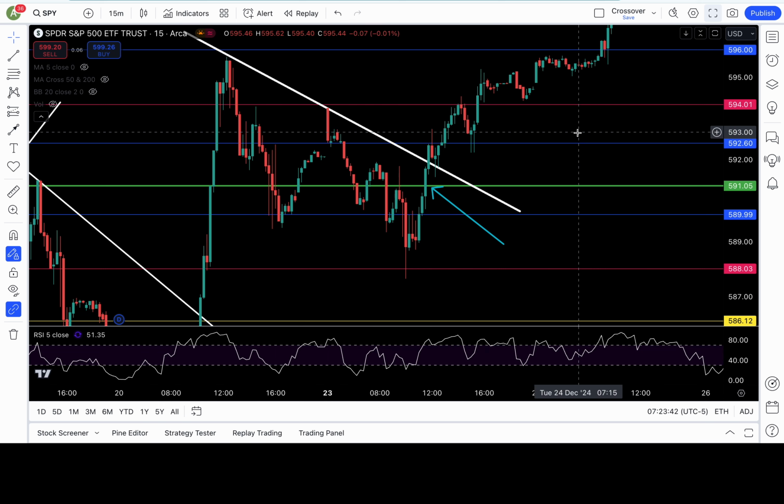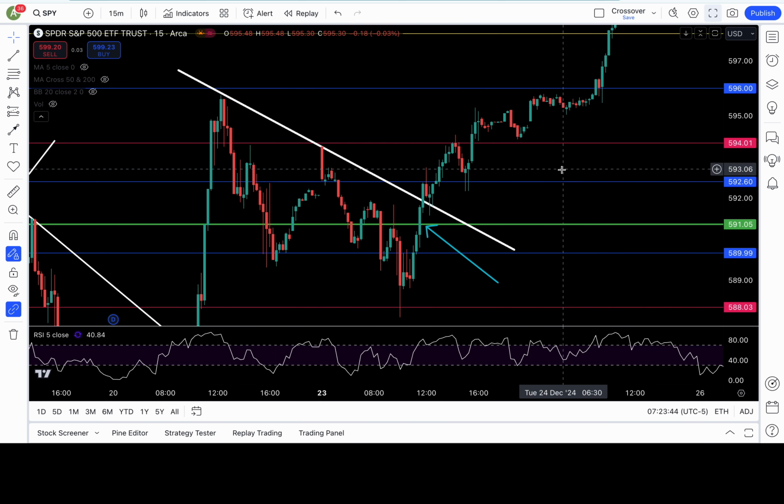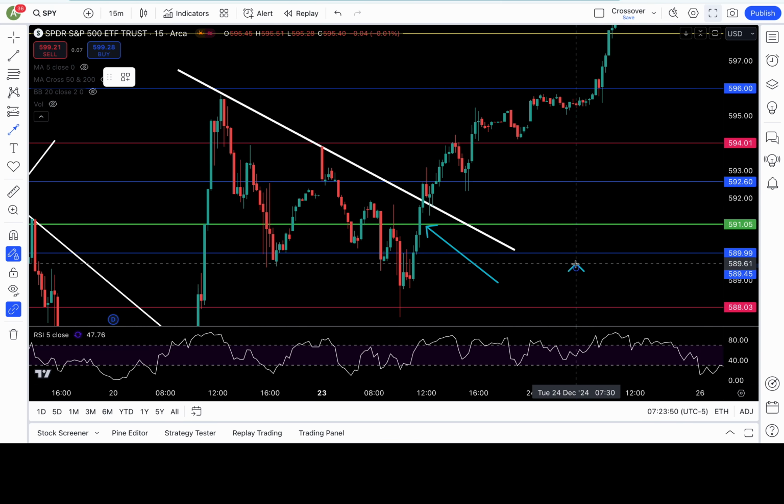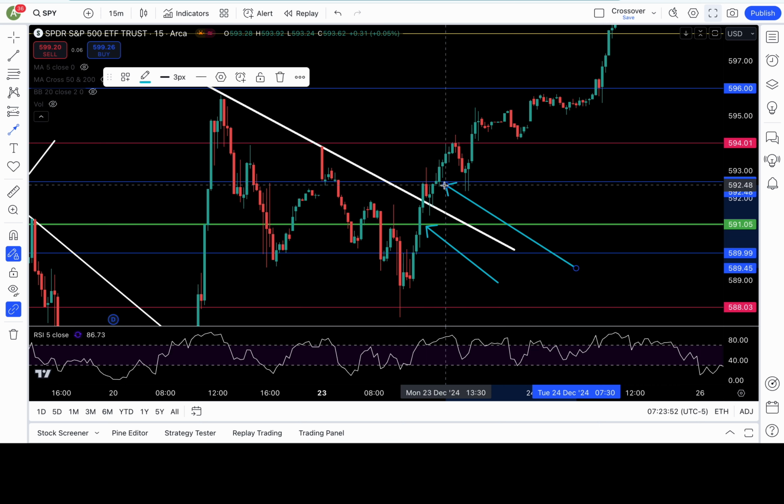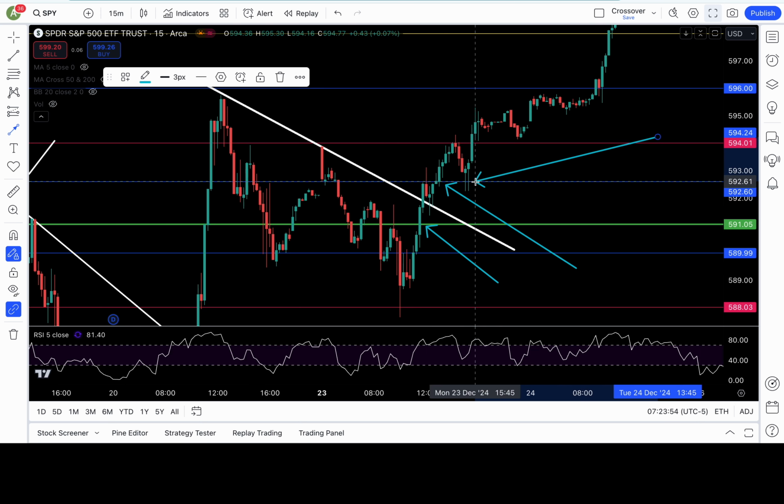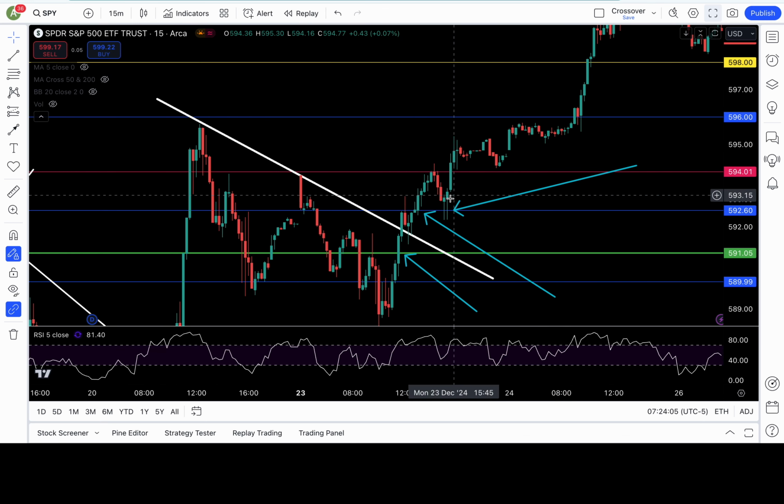Okay? Now the next setup was it needed to clear 592.6. Remember, that was a macro level fib level. And look what happened when we cleared it on the 15-minute chart. We even back tested it as a support. It did not close below 592.6 on the 15-minute chart. That means the breakout was not invalidated. It was not a false breakout. It held.